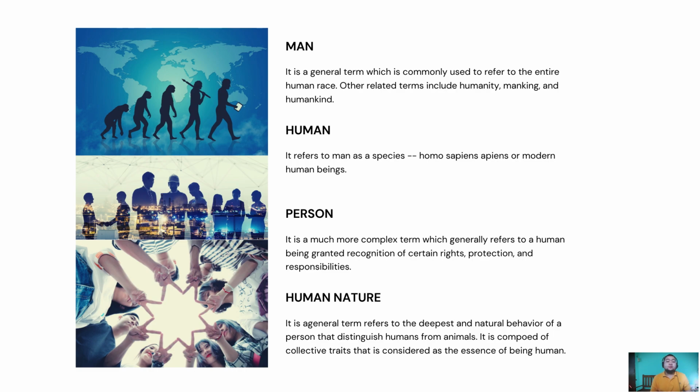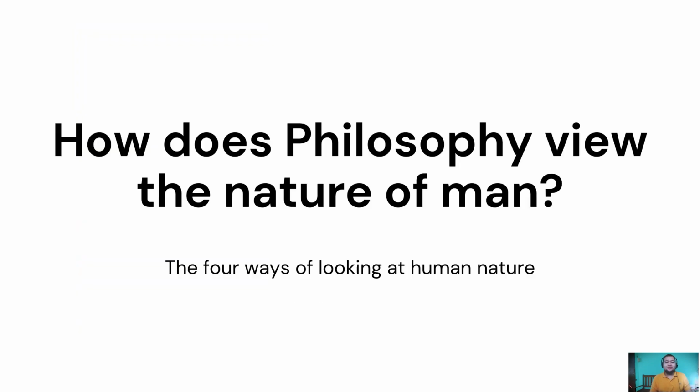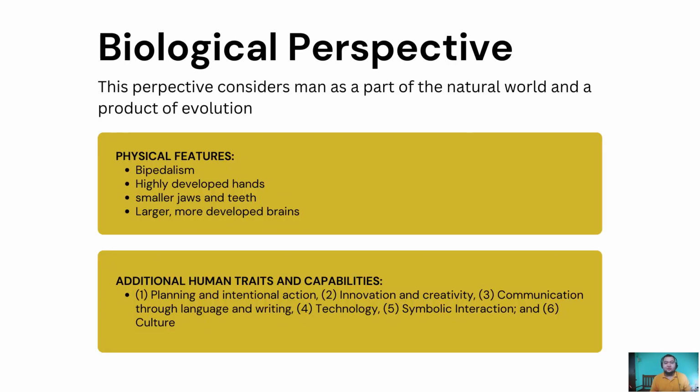So how does philosophy view the nature of man? Let's look at the four ways of looking at human nature, but keep in mind that there are other theories and perspectives outside this. First, the biological perspective considers man as part of the natural world and a product of evolution.